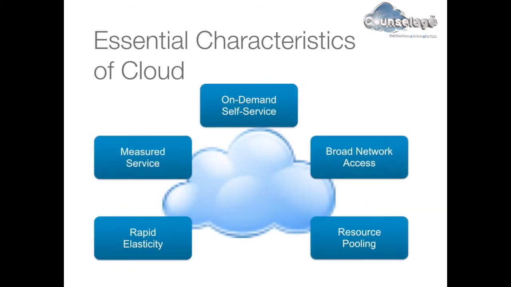So being on demand, providing on demand self service, broad network access, resource pooling, measured service, rapid elasticity, all these. So, first one, which we'll see, is on demand self service. What this means is that consumers can unilaterally provision computing capabilities such as server time and network storage as needed automatically, without requiring any human interaction with each service provider.